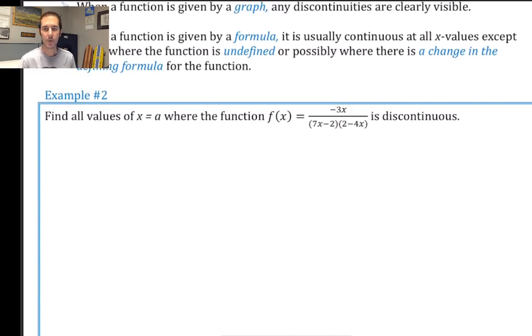So in example number 2, let's get to some actual applications of these topics I've just been talking about. Let's find all of the x values where this function is discontinuous. And since we're working with a rational function where the numerator and denominator are both polynomials, and this denominator has already been factored for us, it's going to be very easy to figure out the points of discontinuity.